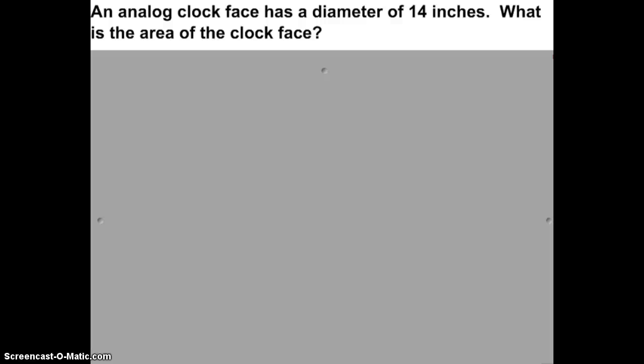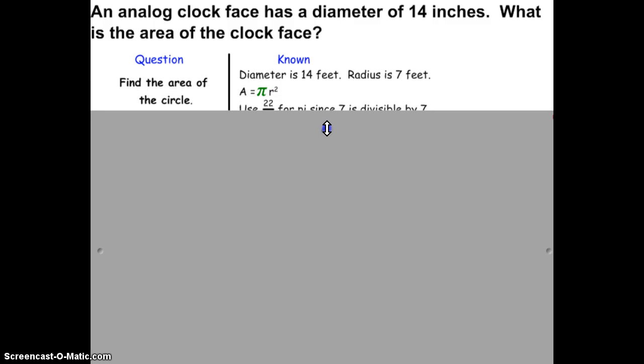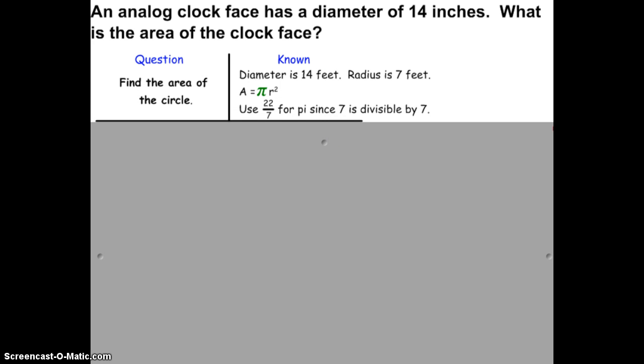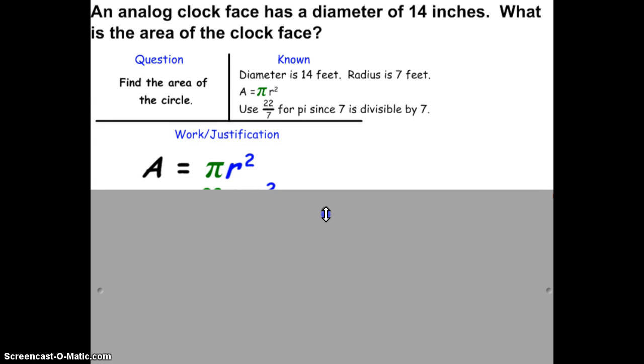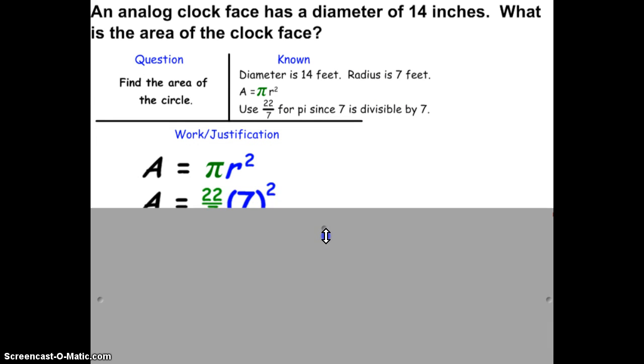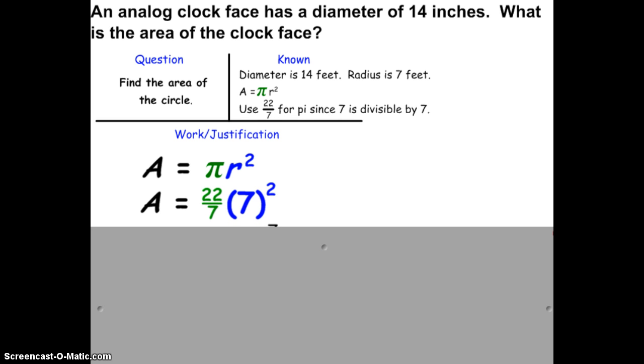An analog clock has a face with a diameter of 14 inches. What is the area of the clock? The question is asking for the area. I know the diameter is 14. That means the radius is 7. Area equals pi r squared is the formula I use. This time we're going to use 22 over 7 for pi, since my radius of 7 is divisible by 7. I'm going to write down my formula. I'm going to replace pi with 22 over 7 and the radius with 7.